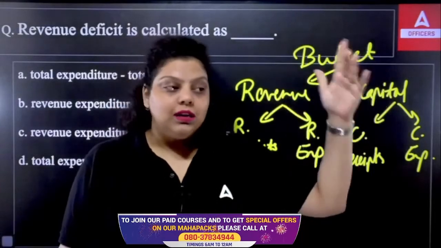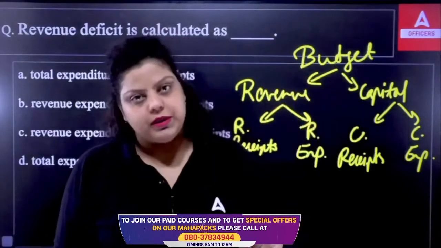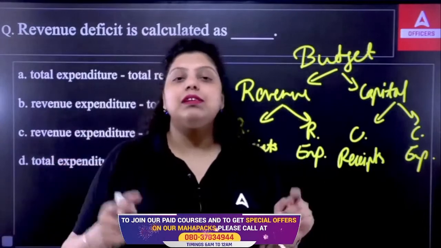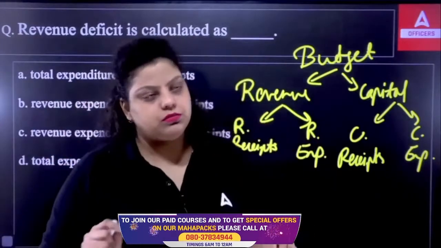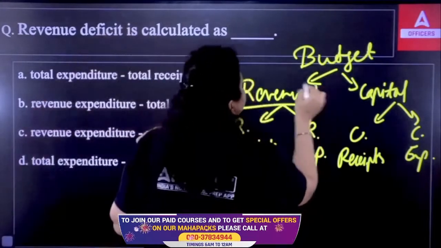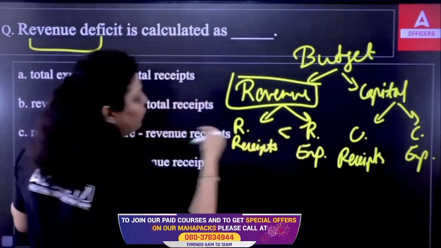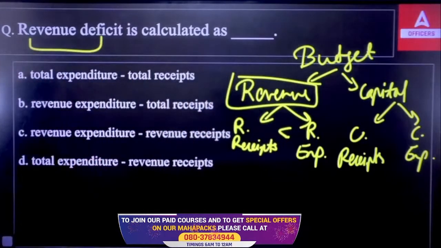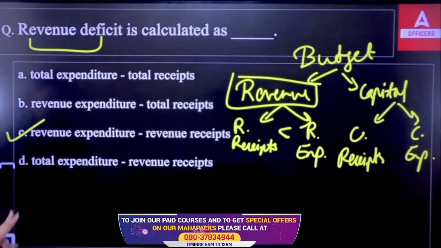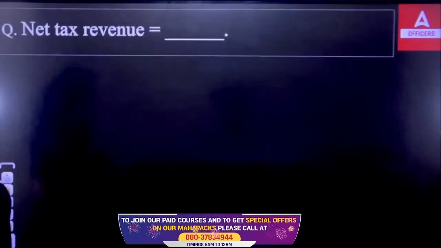If I'm calculating the overall expenditure of the Government of India, I will calculate capital expenditure plus revenue expenditure. If I want to calculate the overall income of Government of India, I will write revenue receipts plus capital receipts, because budget has these 2 components. Now what will be revenue deficit? The question is asking about revenue deficit. So when revenue expenditure is more than revenue receipts, that's the revenue deficit. So right answer will be your C option. Clear? Next. Net tax revenue.